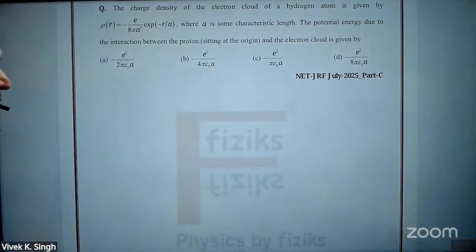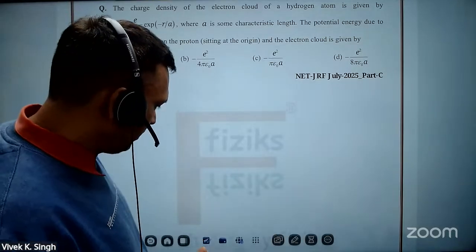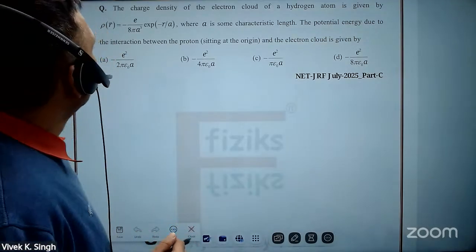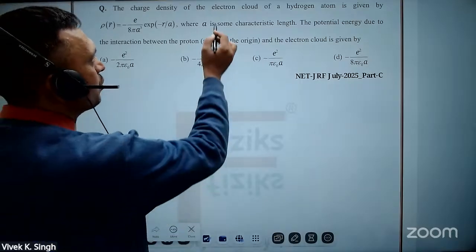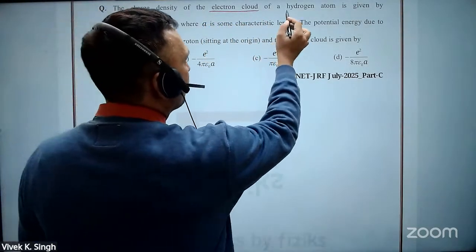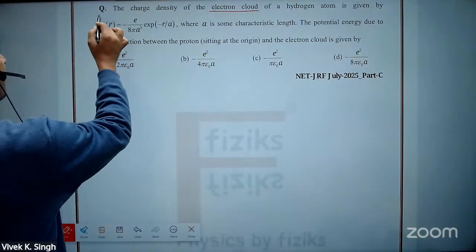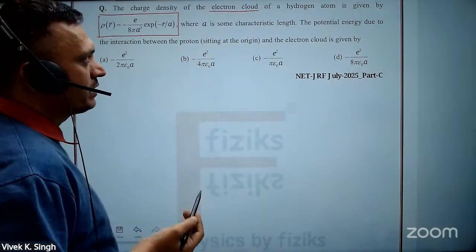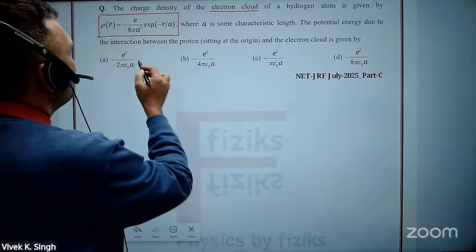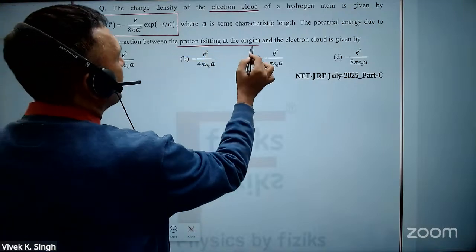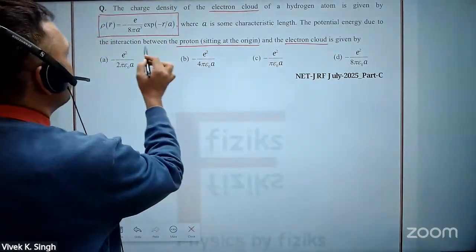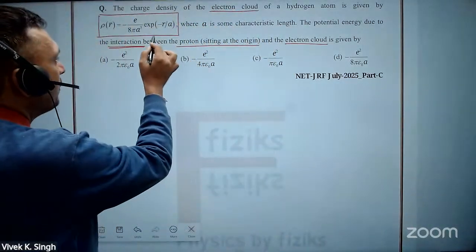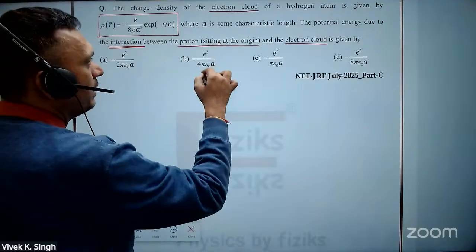Yes. So first, read the statement of the question. What is given here? The charge density of an electron cloud of a hydrogen atom is given by, as a function of r, where a is some characteristic length. The potential energy due to interaction between the proton that is sitting at the origin and the electron cloud, the interaction energy. So you have to find the interaction energy between the proton and the electron cloud.